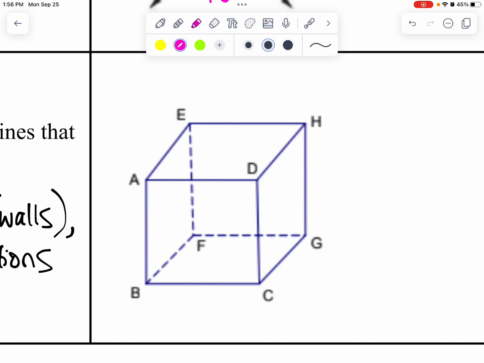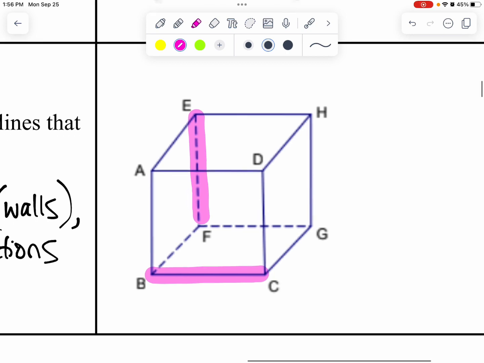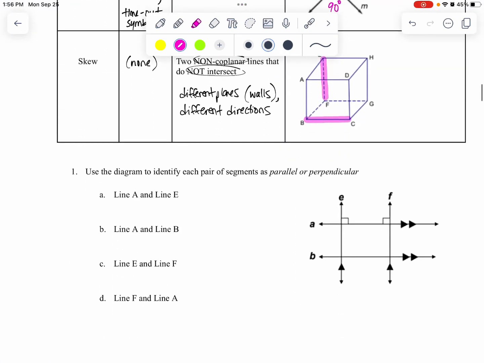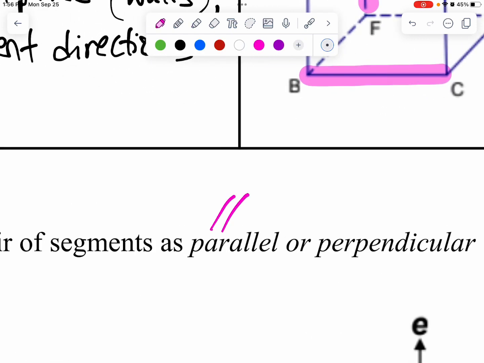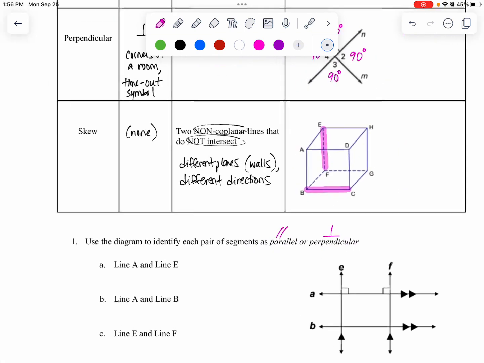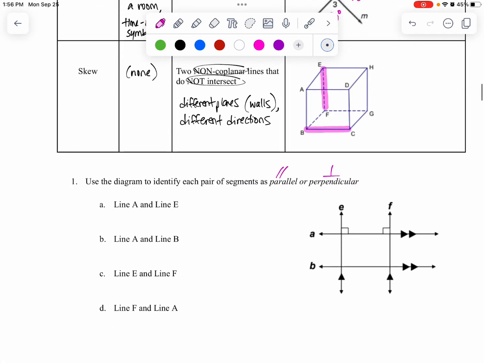So one example of skew lines, how about this one and this one? Those are different planes, different directions. Let's do a couple example problems just to see. And we'll use our symbol. Remember, parallel means this and perpendicular means this, so you don't have to write the word. You can just use the symbol if you want to.